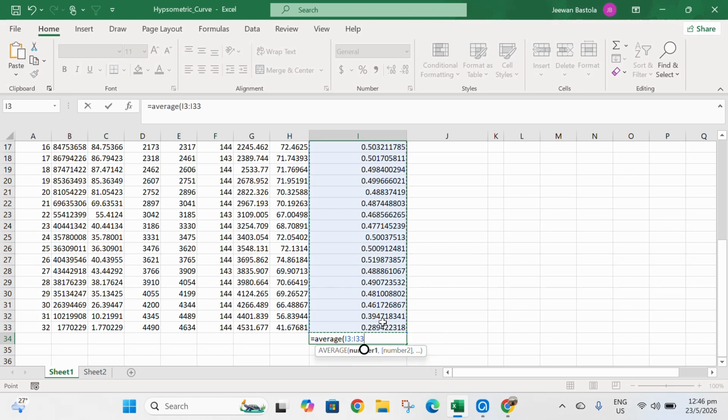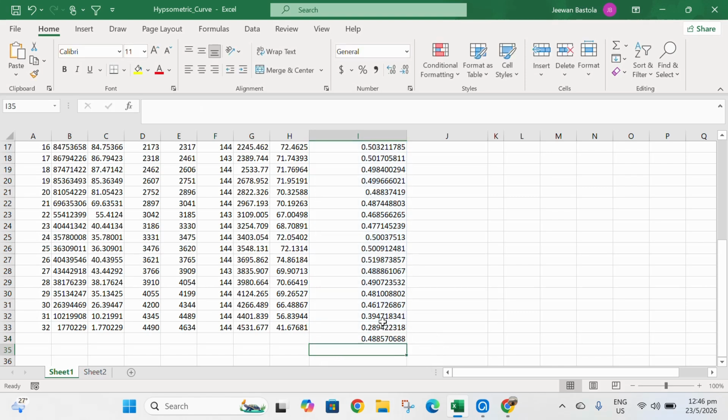So this average will let us know in which stage the erosion cycle or the river is in. Out here you can see it is 0.48, which is between 0.35 and 0.6. So it represents that it is in maybe mature stage.